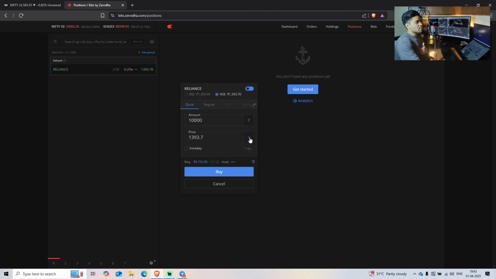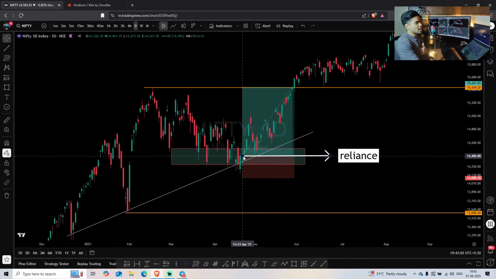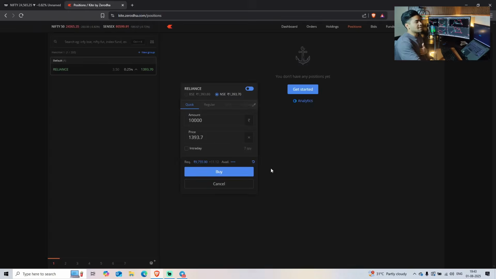Okay, if it is a market price, that means whatever price the instrument is trading at, I will be given that exact price. So I can also mark that and just leave that trade. Now let's say that I want to go with the market price and I'm putting 10,000 rupees. All I need to do is just click this buy button.